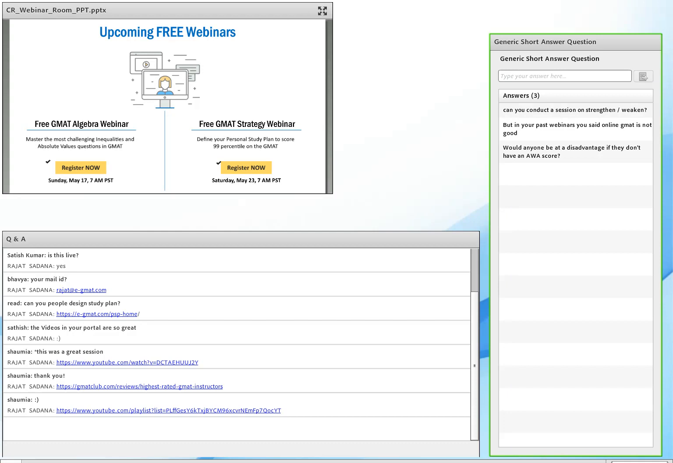Target accuracy for hard questions to get a 730 plus score. I want about 65%. 65% on hard questions means you'd get to the 90th percentile, which means you'll get to a V42, V43, which is a good thing for a 730 plus score.